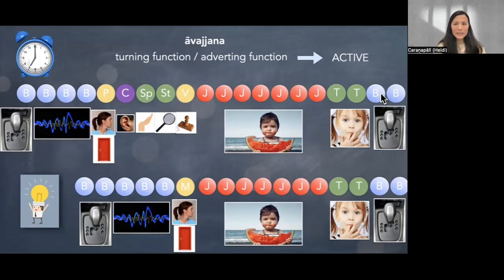All these are considered active, and the bhavanga are non-active, right? So from here the mind becomes active and receives objects. That is the function called avajjana, performed by these two functional cittas. Now, after that, we have other different functions.